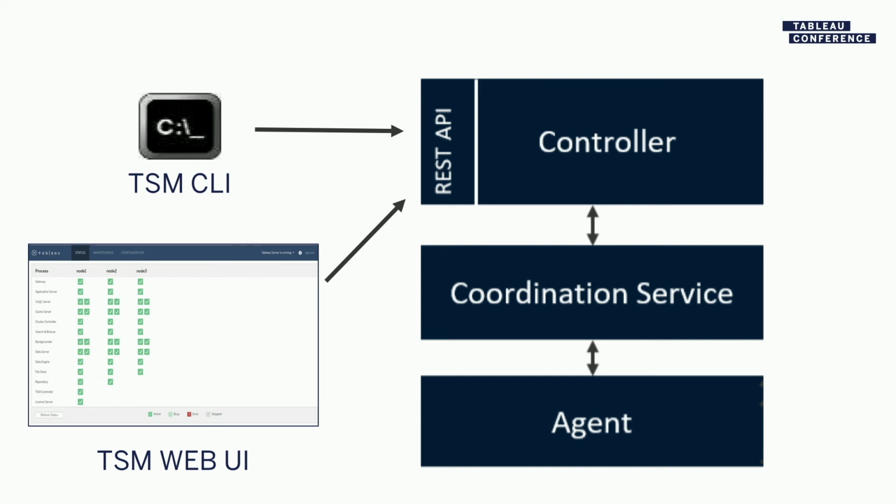For example, let's say you want to add a backgrounder process to one of your nodes. You would use the CLI or the web UI to change your topology. That would start a request. It would go through the REST API to your controller. Controller would update the coordination service with the desired state of adding a backgrounder. Agent would immediately hear that request or see that change in the Zookeeper and take action to add the backgrounder to the node that that agent is on.